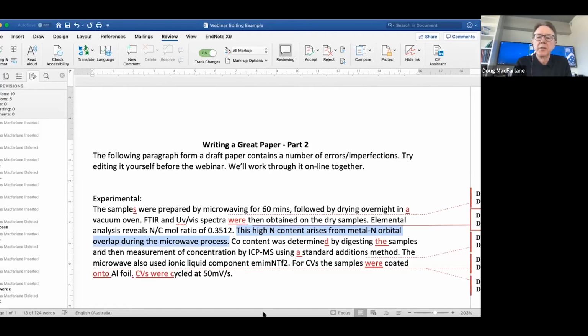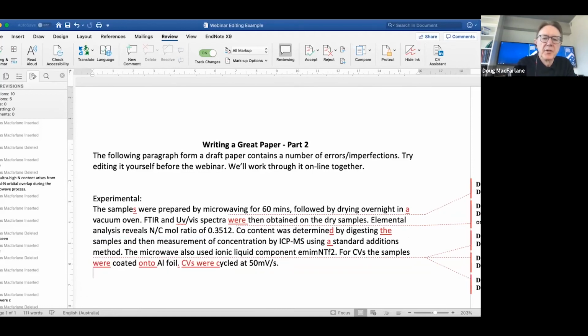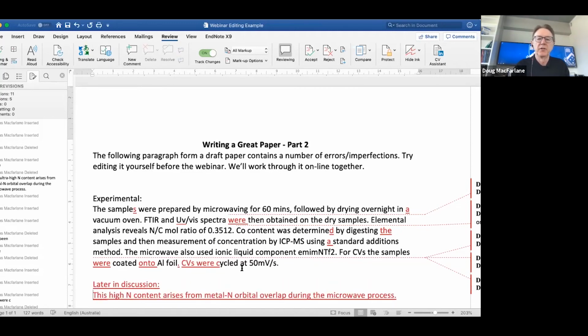Suddenly we are talking about what we actually think is going on, and it doesn't really remotely belong here. At best, it belongs way deep in the discussion section, much later on, once we started to discuss the results in more detail. So this sentence just doesn't belong here at all. And I'm going to put, this would be later in discussion, we might use this sentence. So we're going to pluck it out of there and park it for later use.